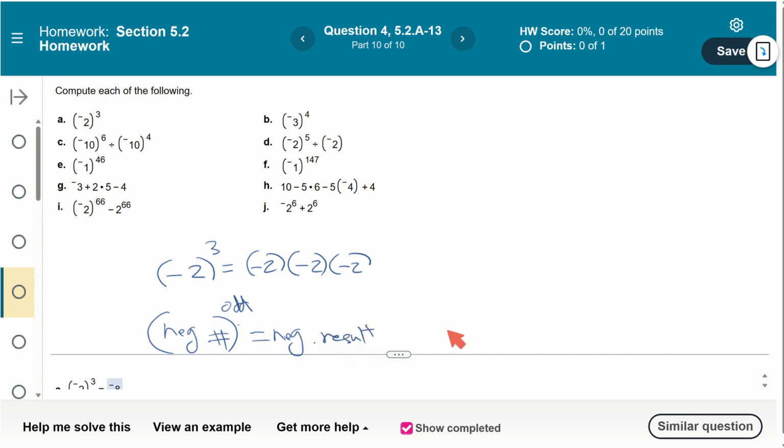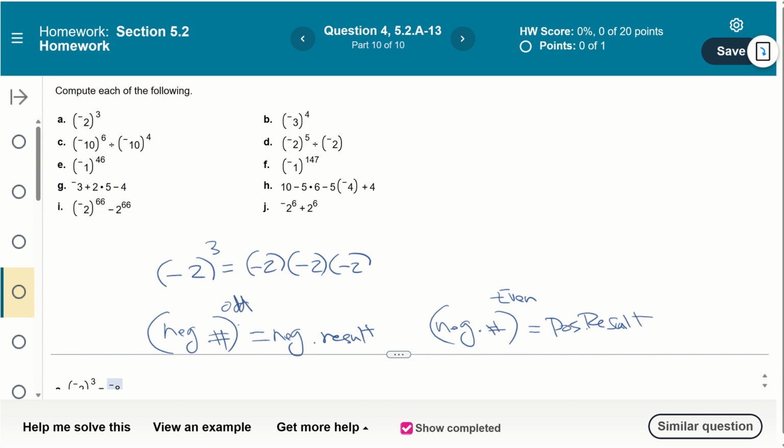And whenever you have a negative number as the base and the exponent is even in the power, the result is going to be a positive result.